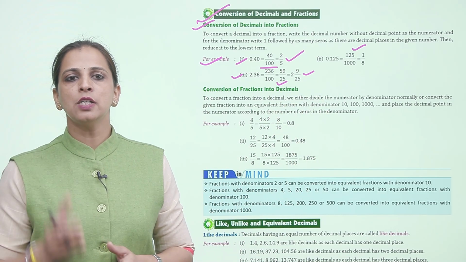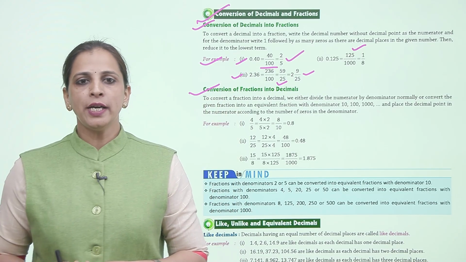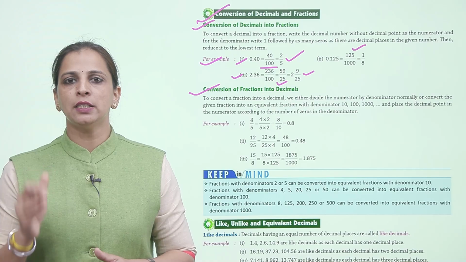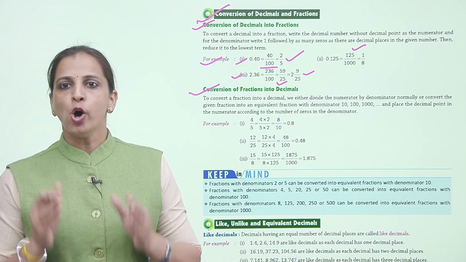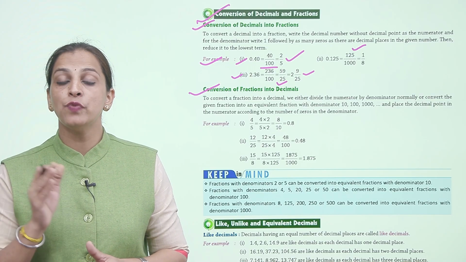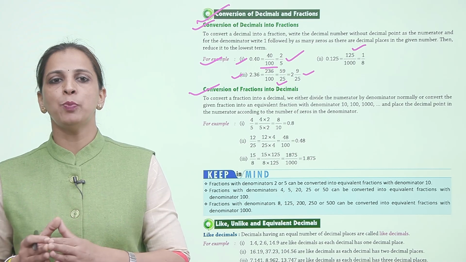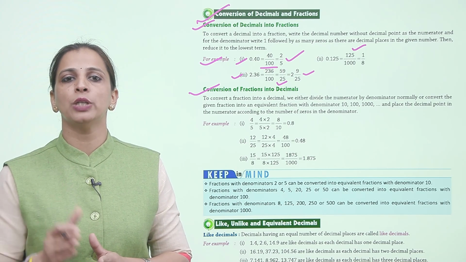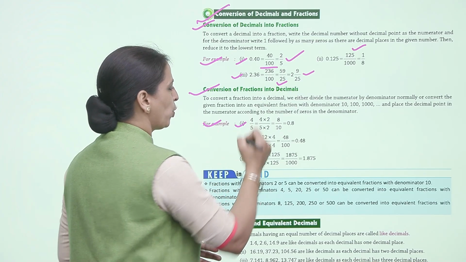Now next is conversion of fractions into decimals. To convert a fraction into a decimal, we either divide the numerator by the denominator normally or convert the given fraction into an equivalent fraction with denominator 10, 100, 1000, etc. and place the decimal point in the numerator according to the number of zeros in the denominator. For example, first is 4 by 5.